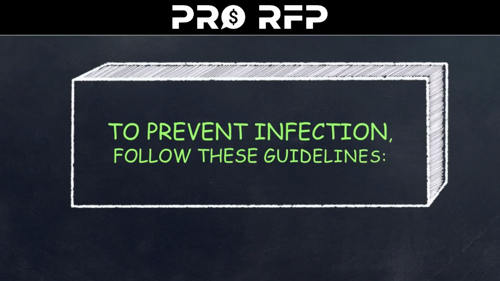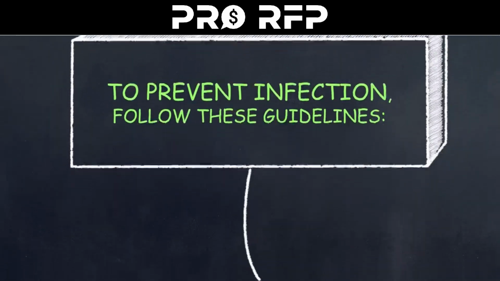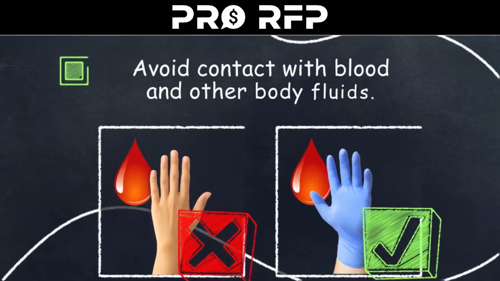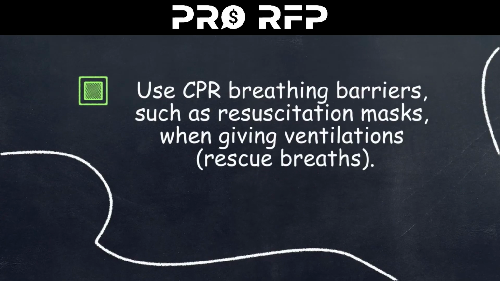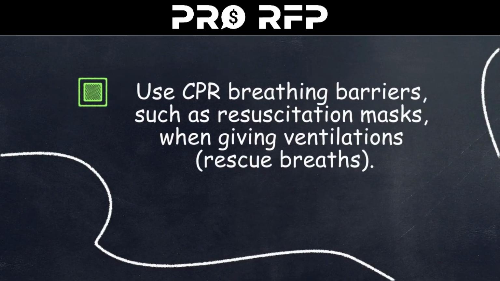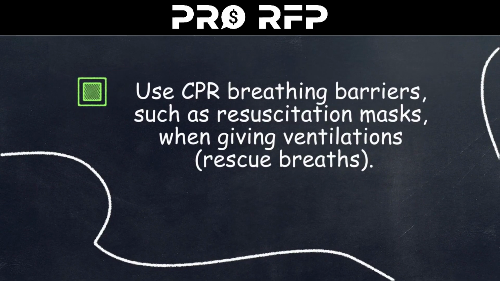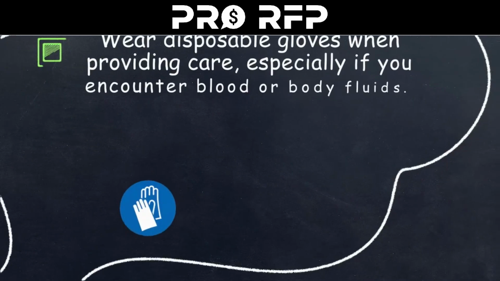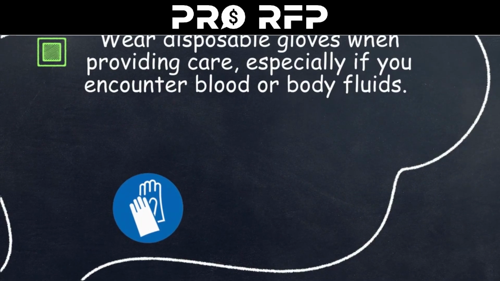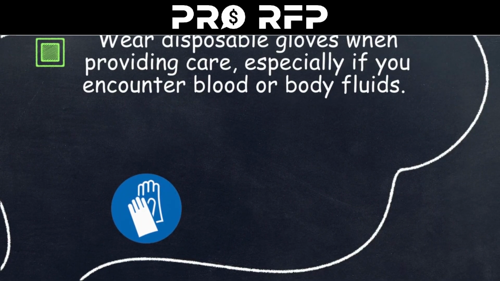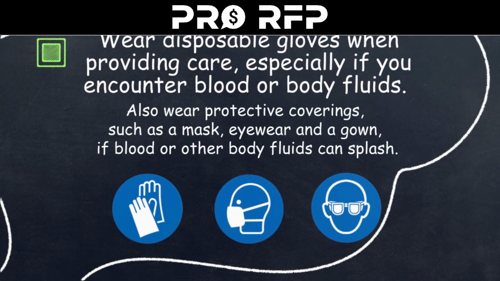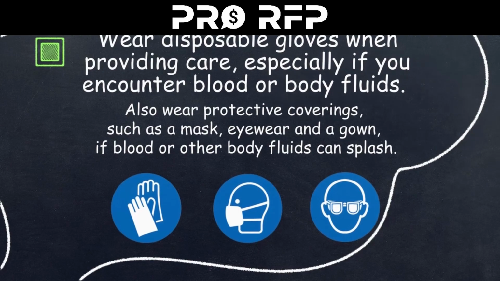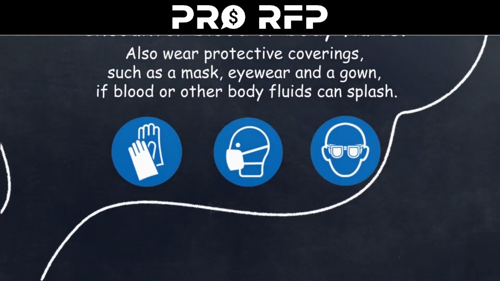To prevent infection, follow these guidelines. Avoid contact with blood and other body fluids. Use CPR breathing barriers, such as resuscitation masks, when giving ventilations, rescue breaths. Wear disposable gloves when providing care, especially if you encounter blood or body fluids. Also wear protective coverings, such as a mask, eyewear, and a gown if blood or other body fluids can splash.